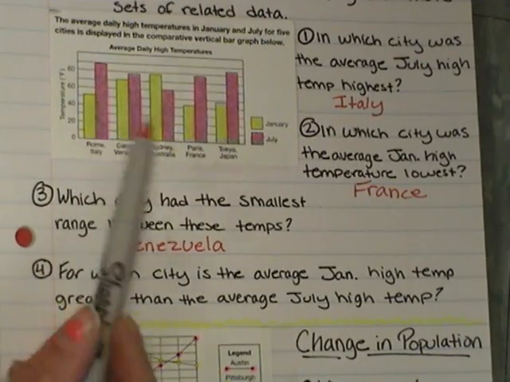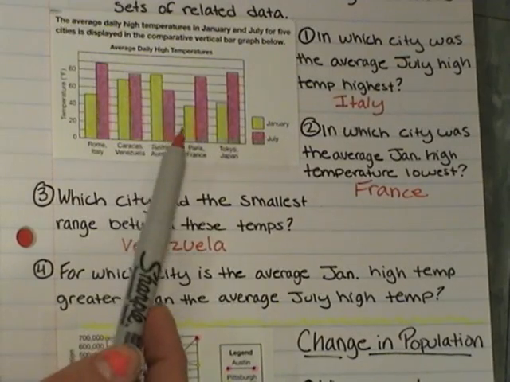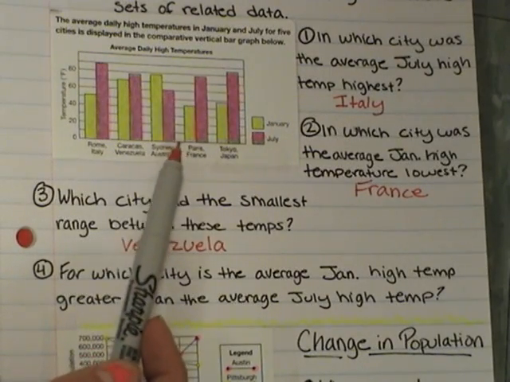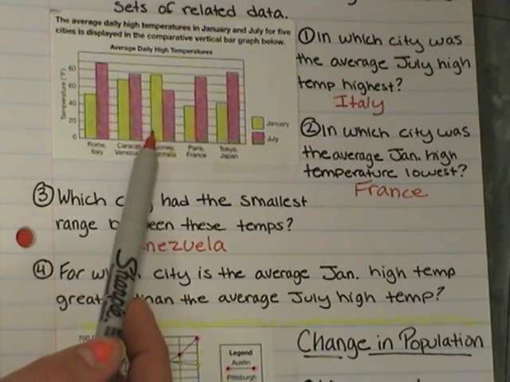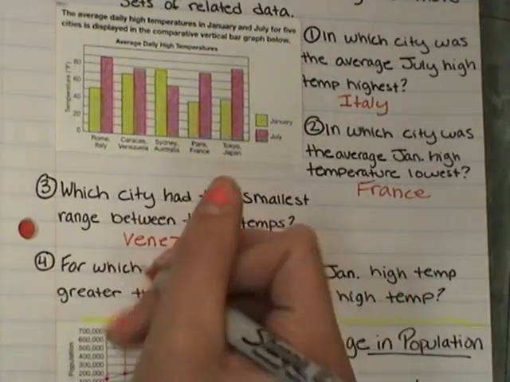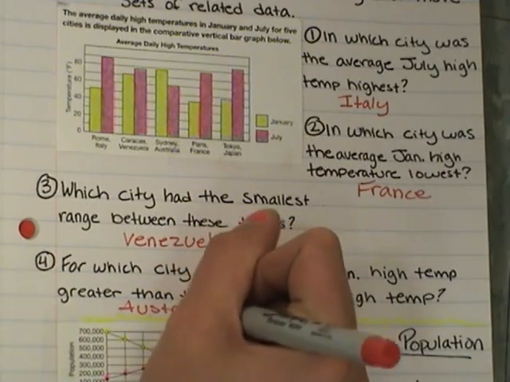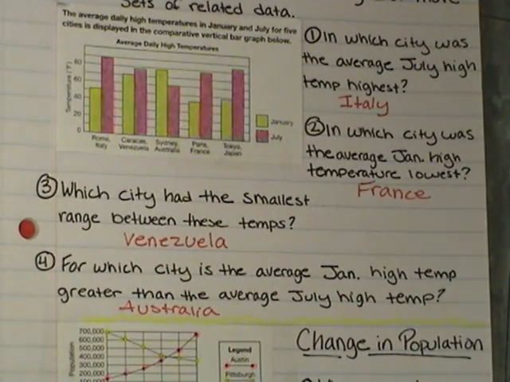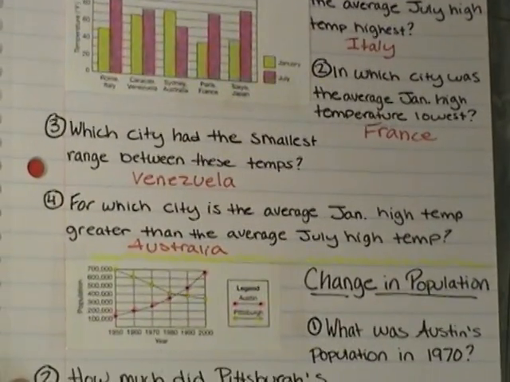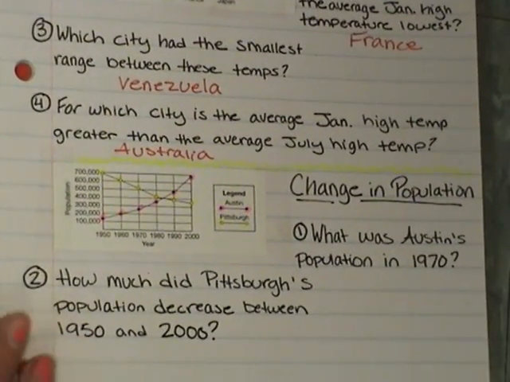So nope, pink is taller, yellow is taller, pink is taller, pink is taller. So yellow, right here, January, in Sydney, Australia, January is actually warmer than July. So here I'm going to put Australia. Okay. Now you have your second graph that you have put into your notebook today.